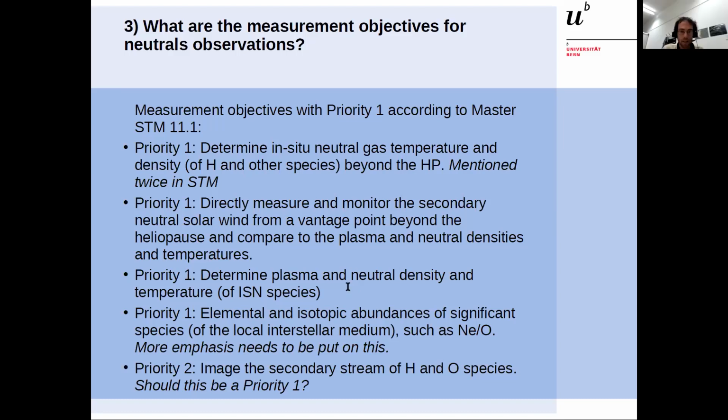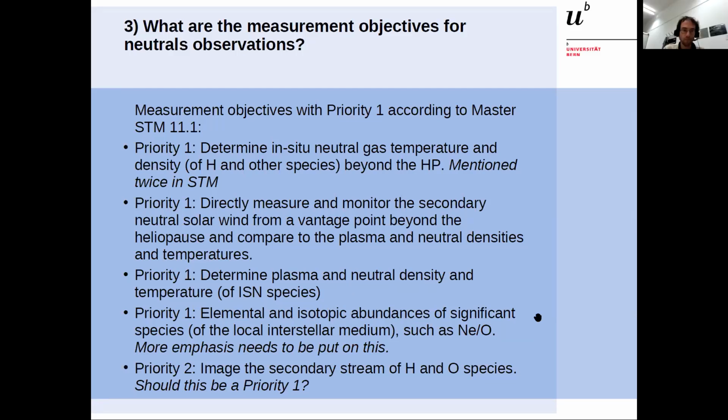And then this is very important, and it's also very specific in terms of instrumentation. We are to measure the elemental and the isotopic abundances of significant species of the local interstellar medium, such as neon, oxygen, and some more species that are also listed in the Science Traceability Matrix. We will get back to that in a moment.